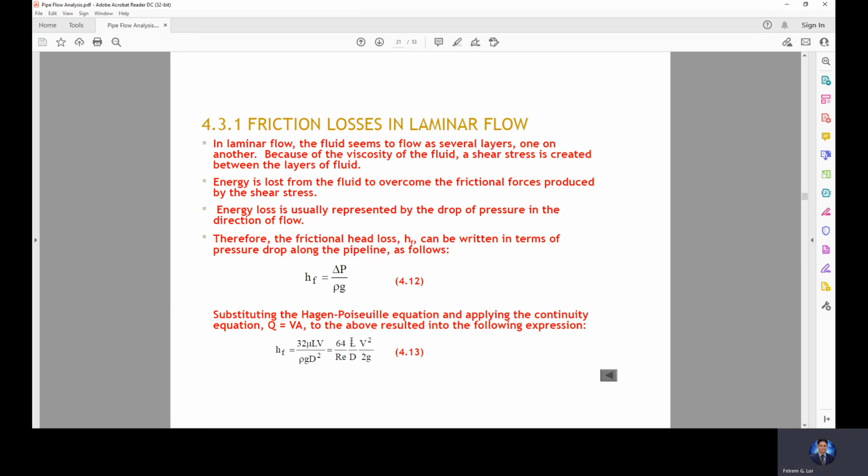Substituting this one to that equation, the head loss can be written as 64 over Reynolds number, times L over D, times the velocity head V squared over 2g. Remember: 64 over Re times L over D times the velocity head.